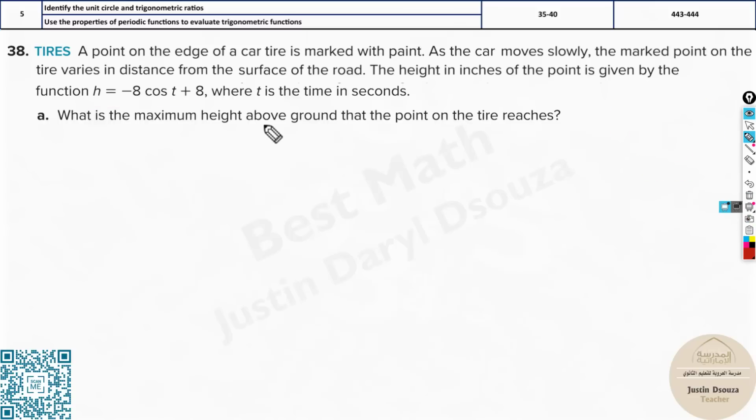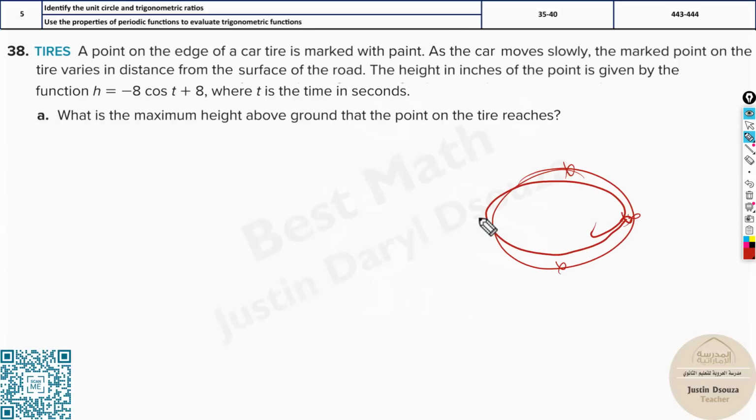Now, what we need to do is, again, there are sub questions. What is the maximum height above the ground that the point on the tire reaches? So now imagine there's a point over here. As the tire moves, it'll go down, it'll go up, it keeps on moving, it reaches the maximum, lowest, midpoints, everywhere it reaches, right? How can you find that?